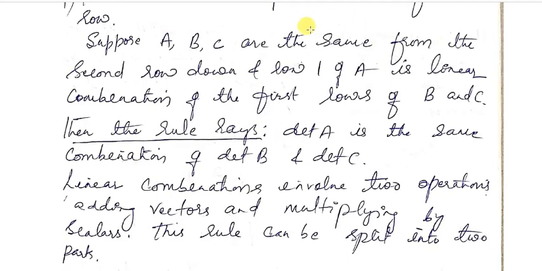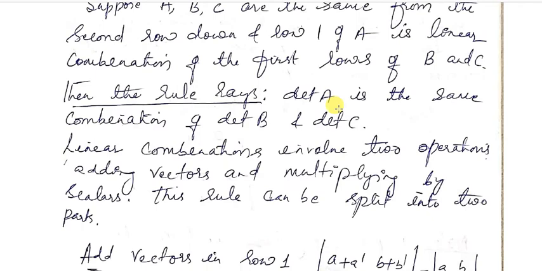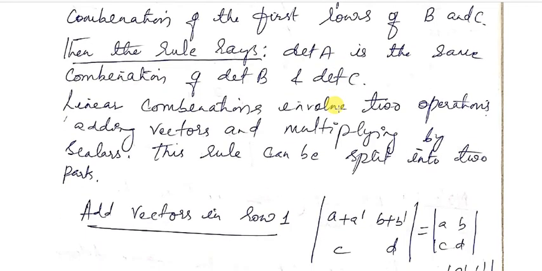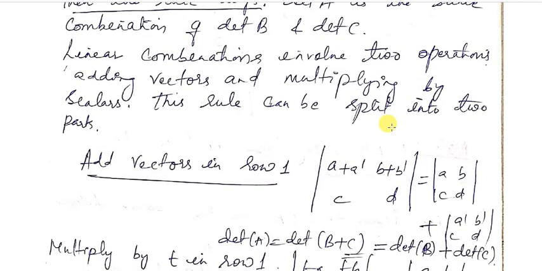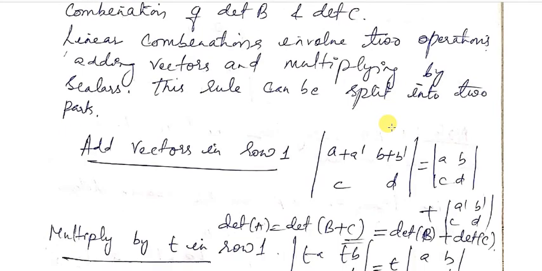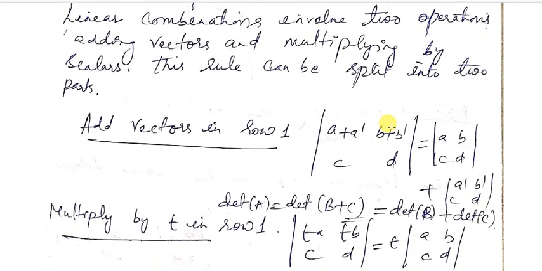So suppose I have 3 matrices of the same order, A, B, C. So this rule says determinant of A is the same combination of determinant of B and determinant of C. So linear combination involves 2 operations, adding vectors and multiplying by scalars. Okay. So this rule can be split into 2 parts. One is adding vectors in the first rows, then multiplying by a scalar in the first row.